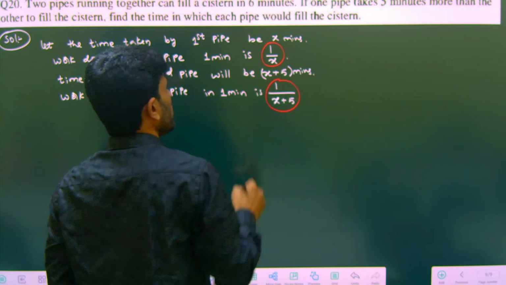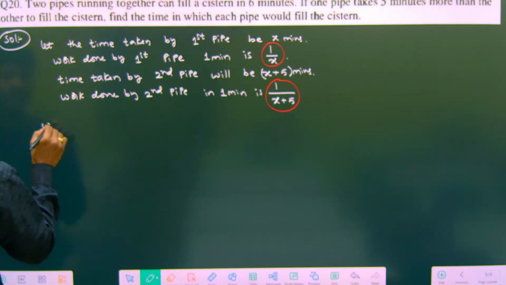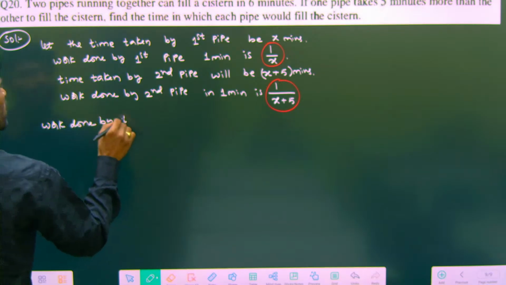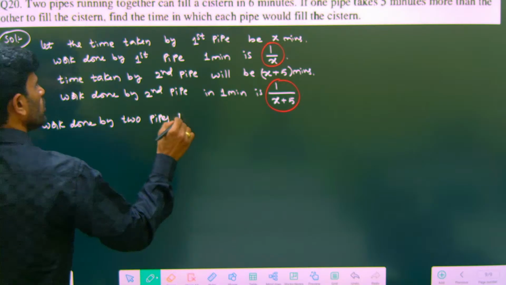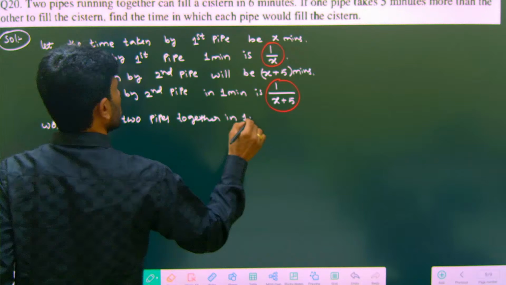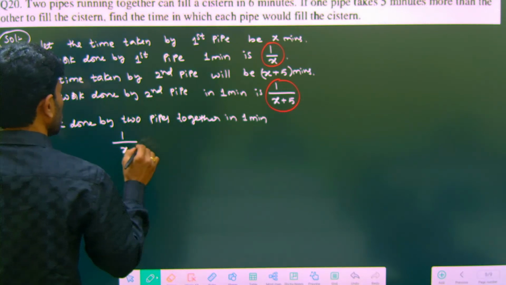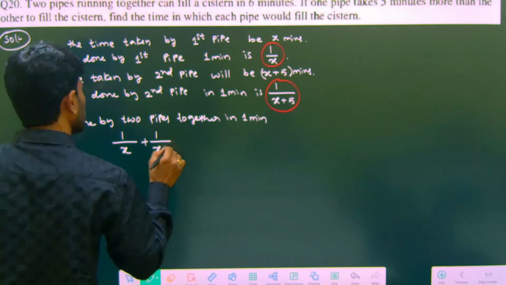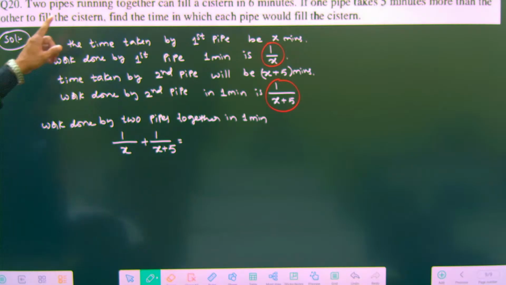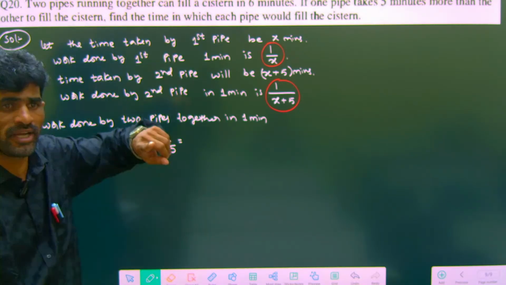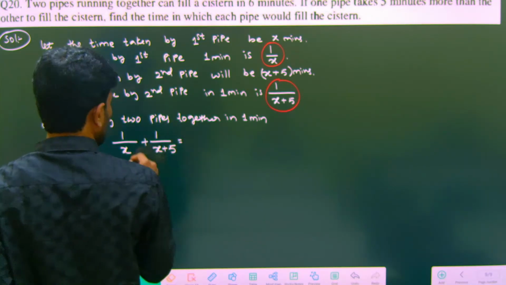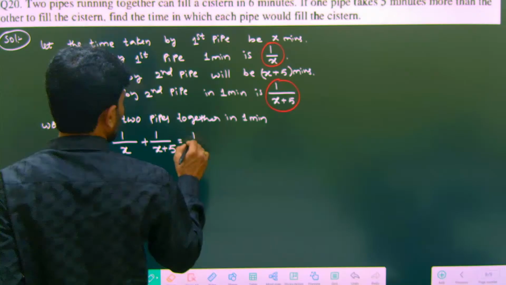In one work, we can find the work done by both together in 1 minute: 1 by x plus 1 by x plus 5. And they are taking together 6 minutes, so in 1 minute they together take 1 by 6. So this total value will be equal to 1 by 6.